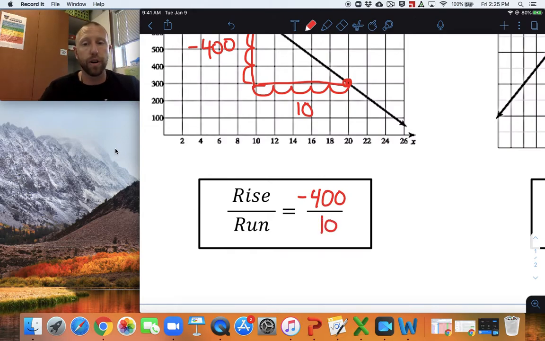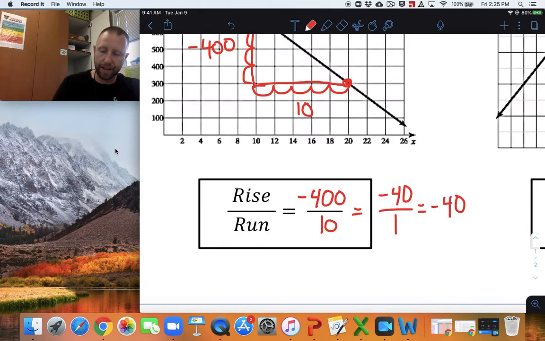Now both of those are divisible by 10, right? They both end in a 0. 10 goes into 400 40 times, so it's negative 40. And 10 goes into itself once. So negative 40 over 1, or just negative 40, right?